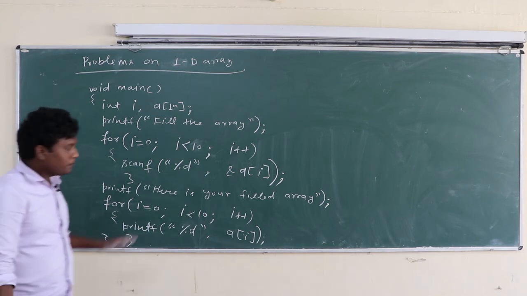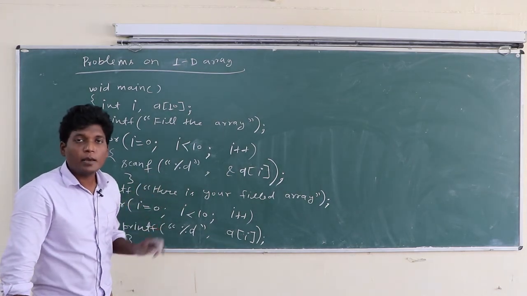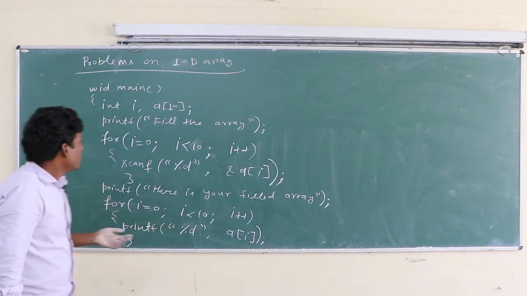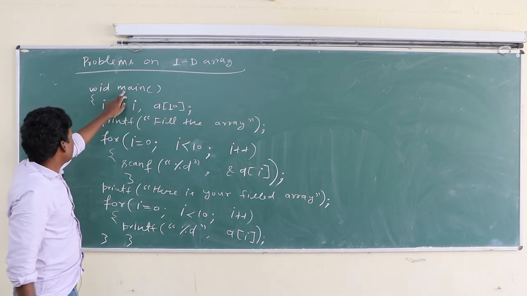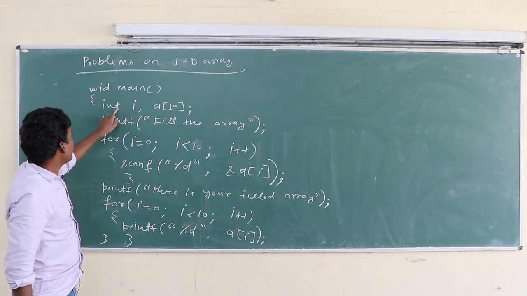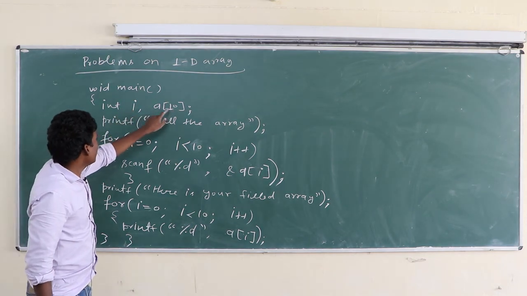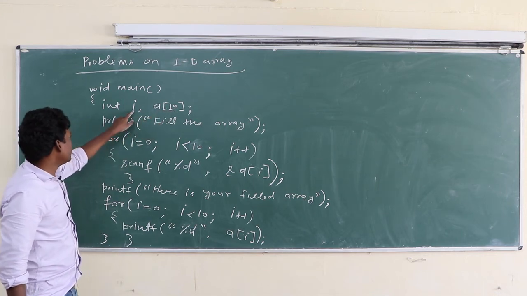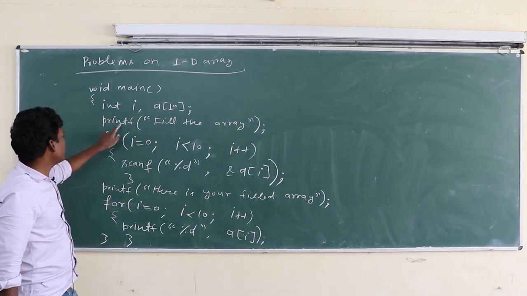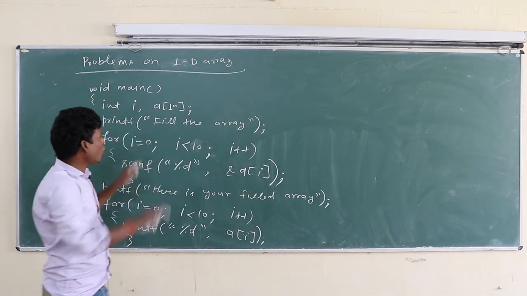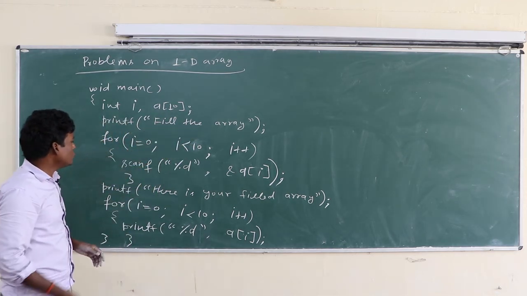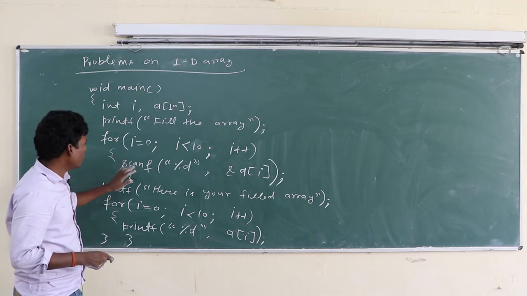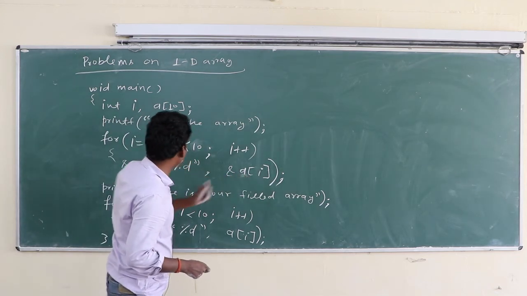Class, this is a simple program to write a program in C to fill the array and print the array elements. So here control starts with main, here int i, a of 10, here is the array which is declared, and i is a variable, both are integer type. Printf "fill the array", there is a message on the output screen, fill the array. The user is now going to fill the array using the scanf function, through the keyboard, because here is a scanf.